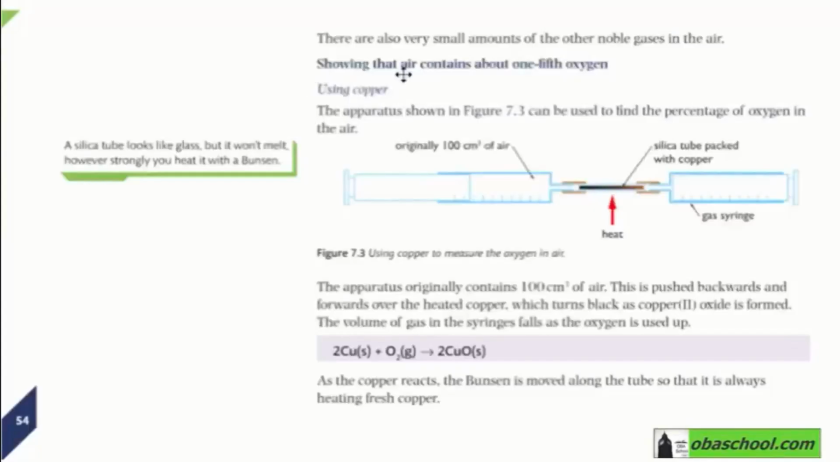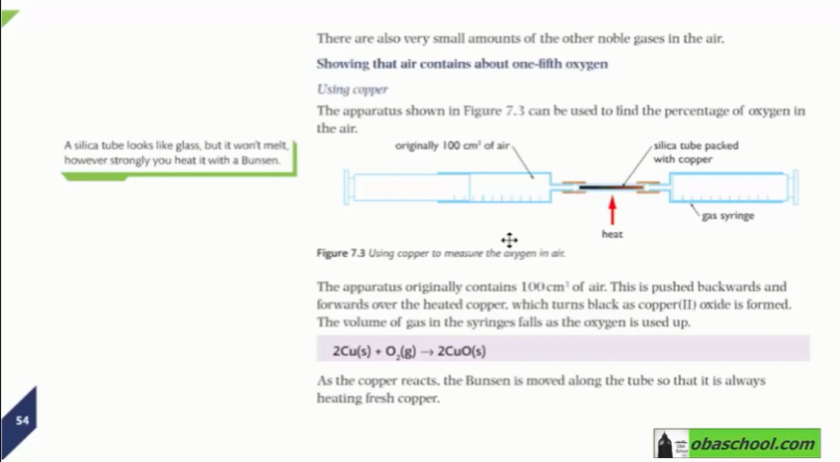Showing that air contains about 1/5 oxygen. So how can we show that air contains 1/5 of oxygen? In the first experiment, we'll use copper to prove that we have 1/5 oxygen. So this apparatus right here is used to find the percentage of oxygen in the air.